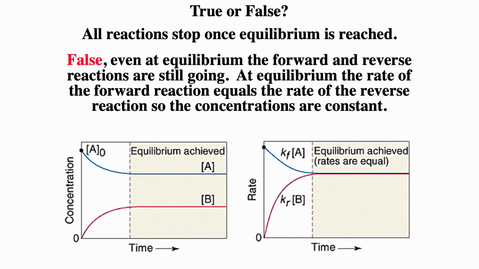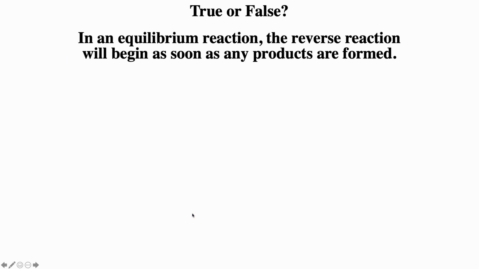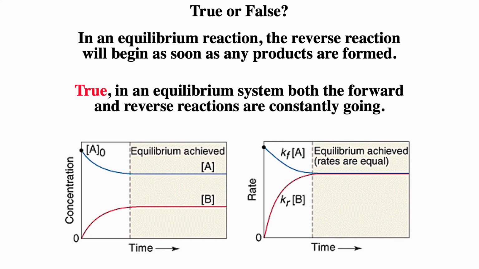True or false, all reactions stop once equilibrium is reached. And so that would be false. Remember, the forward reaction and reverse reaction are constantly going. It's just that once you reach equilibrium, the rate of the forward reaction equals the rate of the reverse reaction, and so that's why the concentrations do not change. True or false, in an equilibrium reaction, the reverse reaction will begin as soon as any products are formed. And so that's true. As soon as you have any products, you will start getting that reverse reaction occurring. Initially, the reverse reaction will be very slow, but as soon as you have any products, it will start to occur.